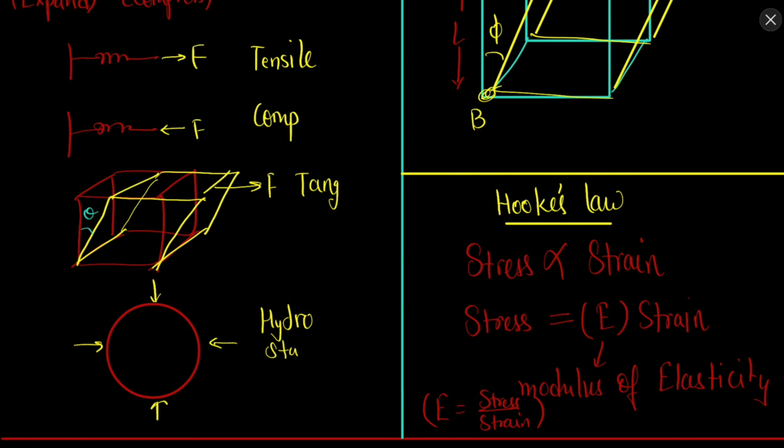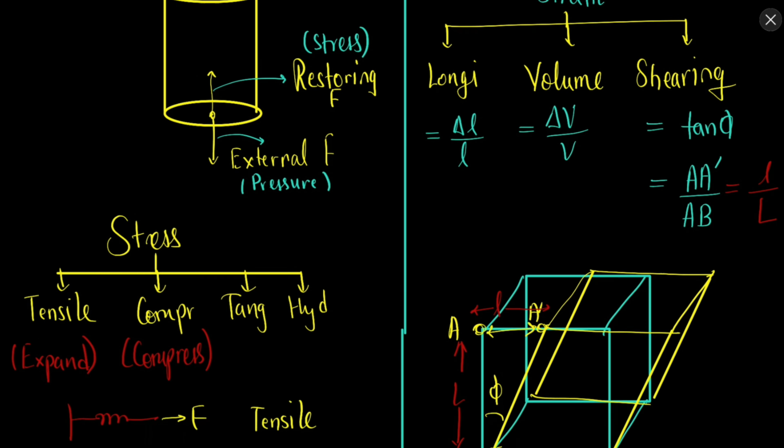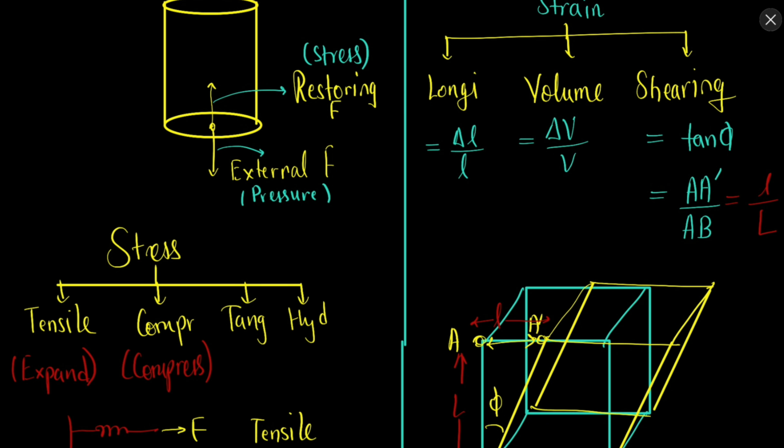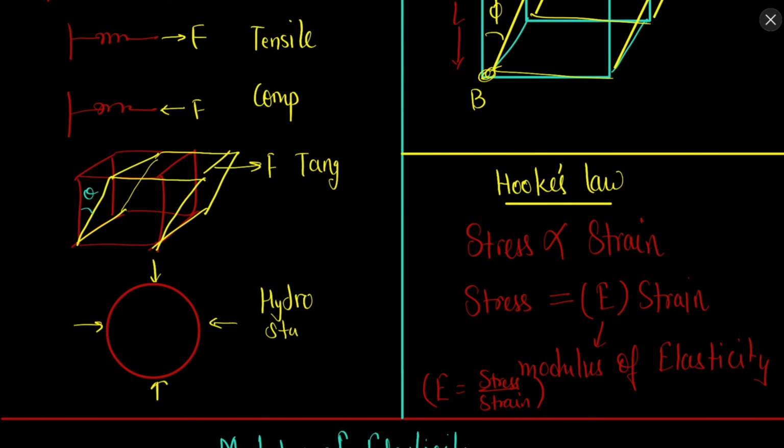Now this strain and stress have some relationship. Stress is directly proportional to strain, and it is quite logical also, because when there is more stress, when there is more external force, then the change in the dimension will be more, the strain will be more. So strain and stress are directly proportional to each other. When the proportionality constant is introduced and equal to is provided, then there is one constant, and that constant is termed as the modulus of elasticity. So this is E, which is the modulus of elasticity. So E is equal to stress upon strain.